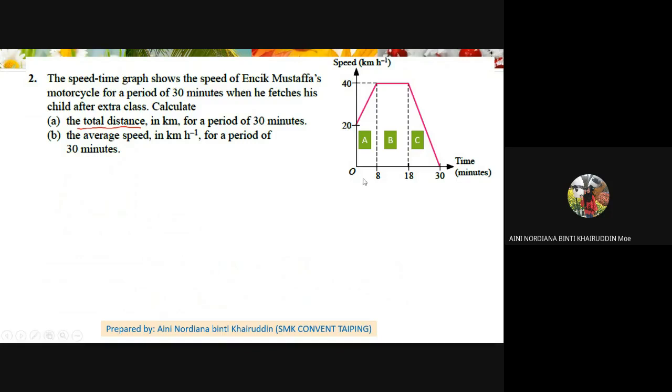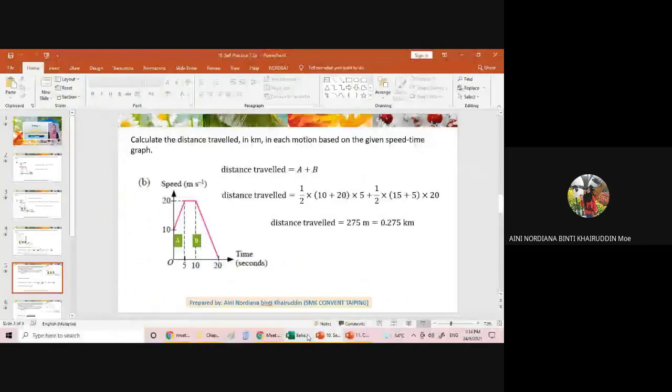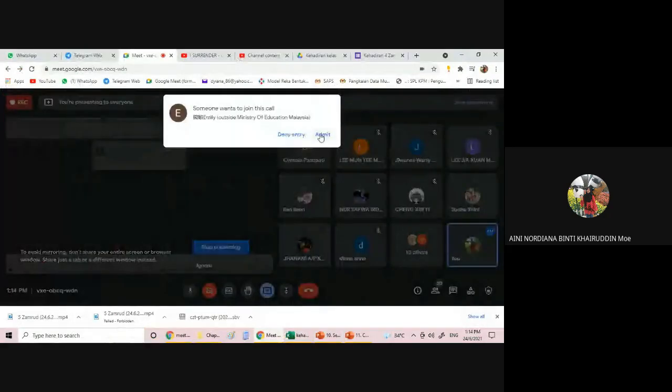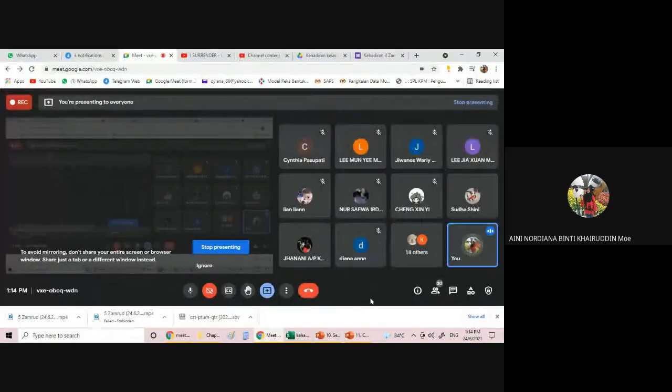Sekejap, ada nak masuk ke? Siapa ni? Emily ni?